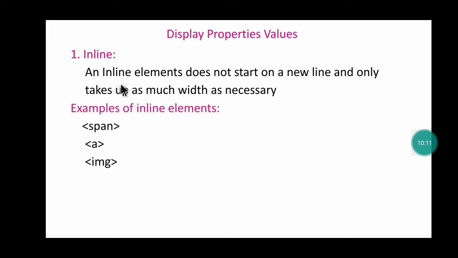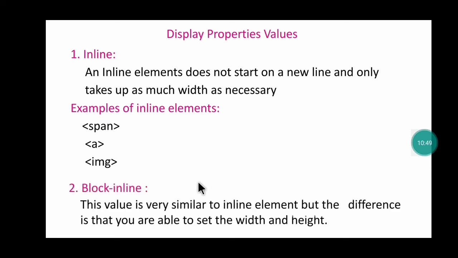Examples of inline elements are the span tag, a tag, and image tag. Last year you learned the anchor tag and image tag. At that time we used the anchor tag to assign hyperlinks. Similarly, we use the image tag to display an image on the web page. When we use the anchor tag or image tag, it takes a path. A hyperlink also takes a path to link to any file. So these are the inline elements we are going to use with inline. Next, inline block.